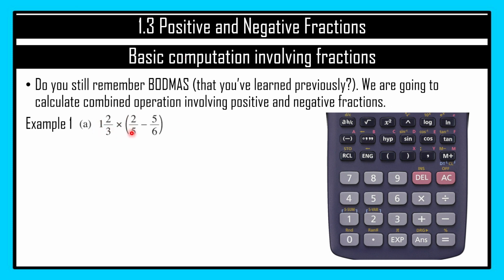Make sure you have your calculator next to you in order to help you with your calculation. Right. So this question is 1 2 over 3 multiplied with bracket 2 over 5 minus 5 over 6. I'm going to do the manual way. Later I'll teach you how to do it with the help of the calculator. Right, first one, BODMAS says bracket. So we are going to calculate the operation inside this bracket. This bracket has minus, subtract.